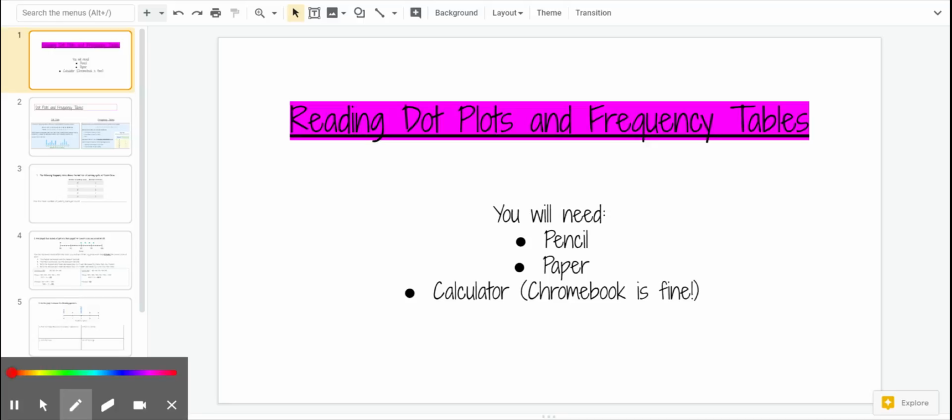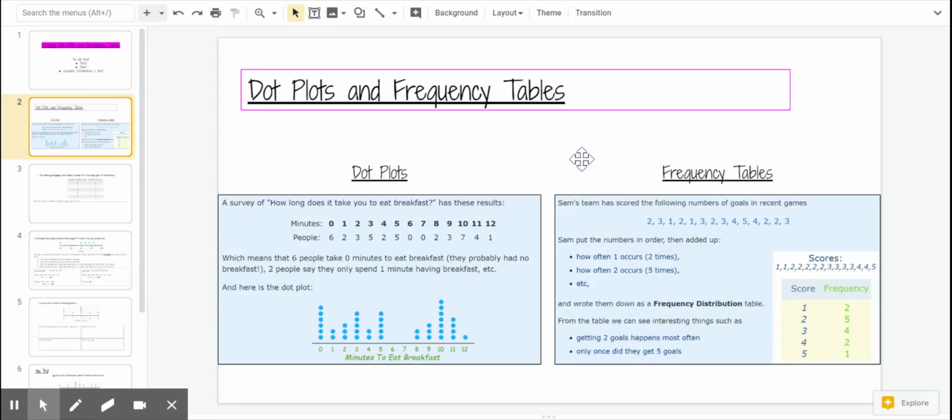Hey everybody, today we're going to talk about reading dot plots and frequency tables. You are going to need a pencil, some paper, and a calculator. Your Chromebook works just fine for this. So let's look at dot plots and frequency tables.